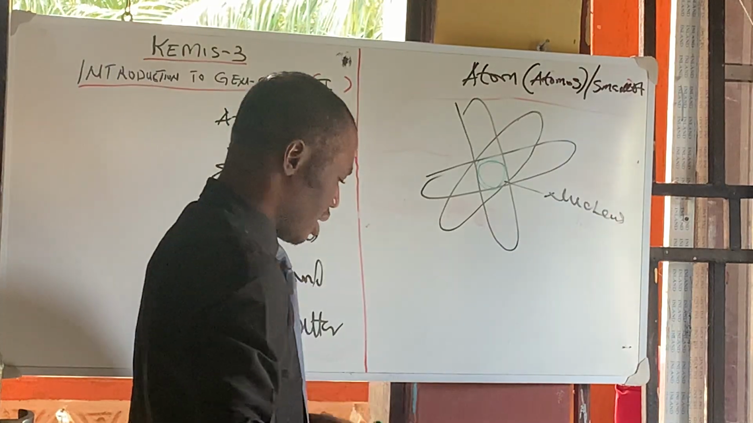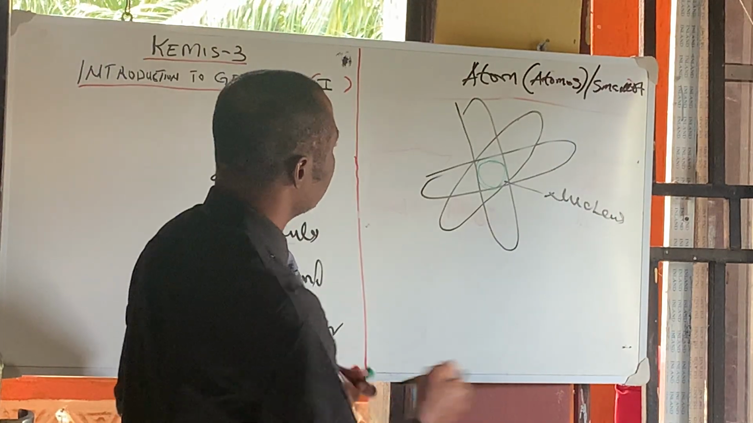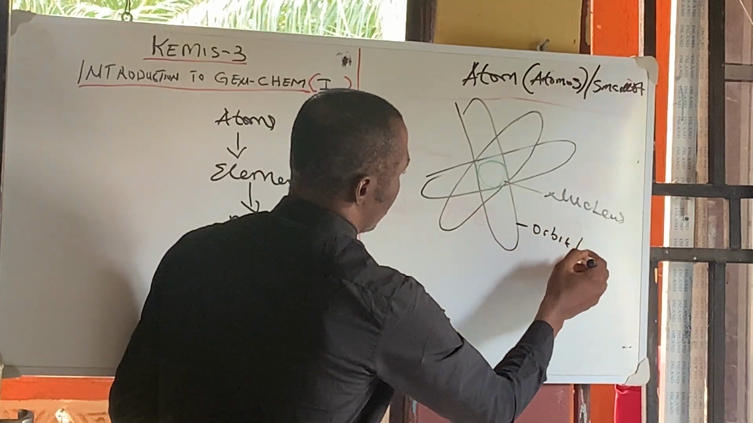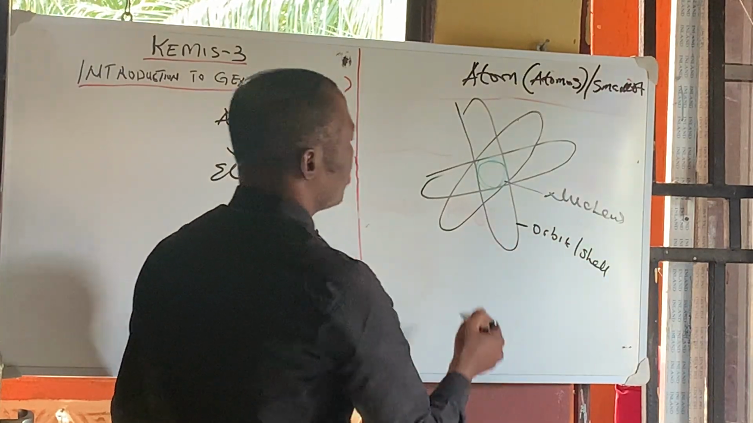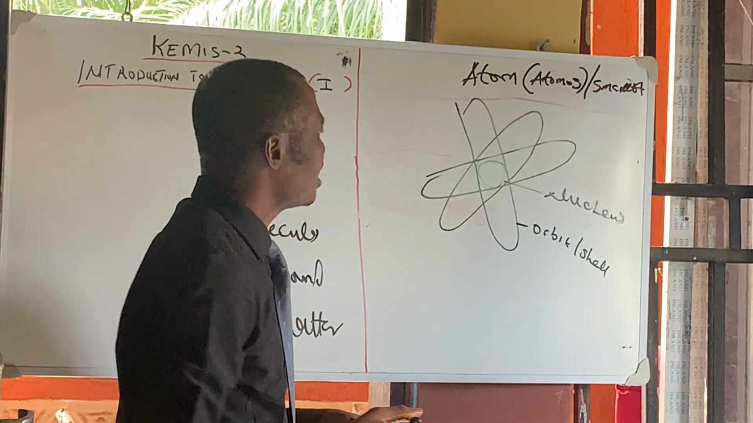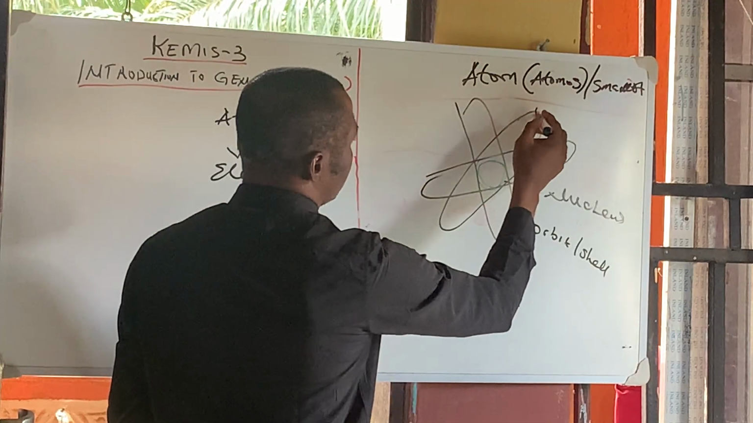Let me change my pen. I don't like the way this is written. Then this is the orbit, or the shell. Now, revolving around the orbit or the shell of this atom is what we call electrons.